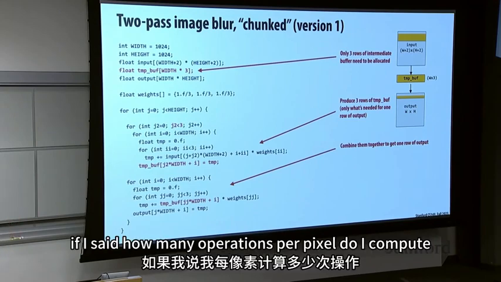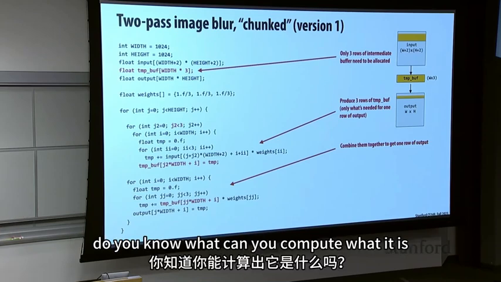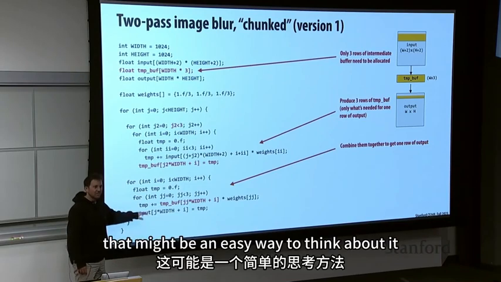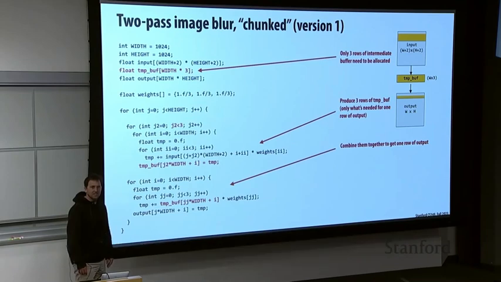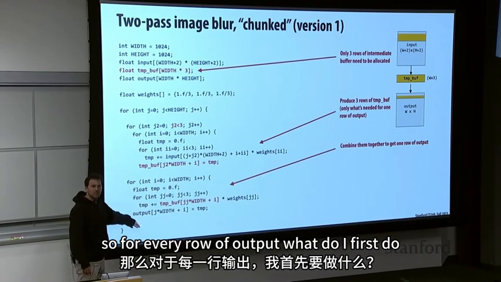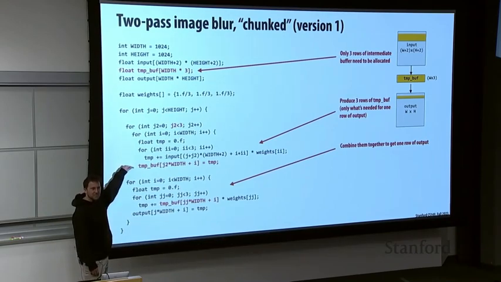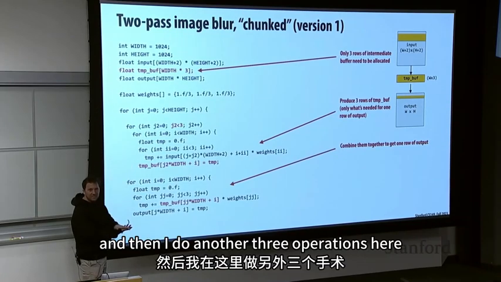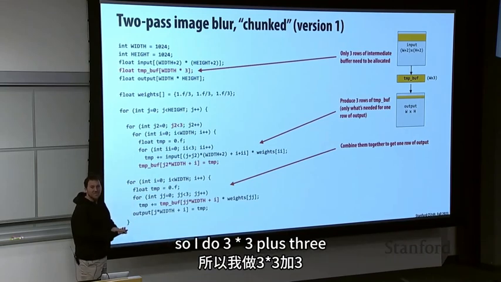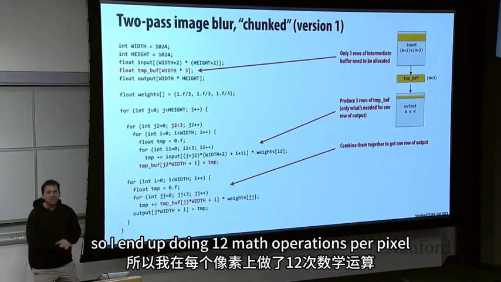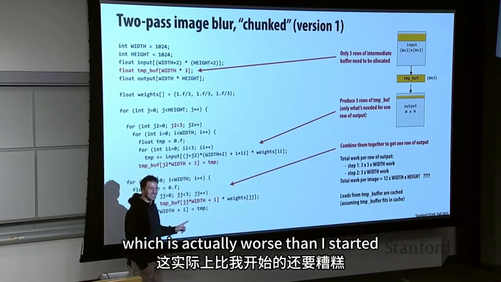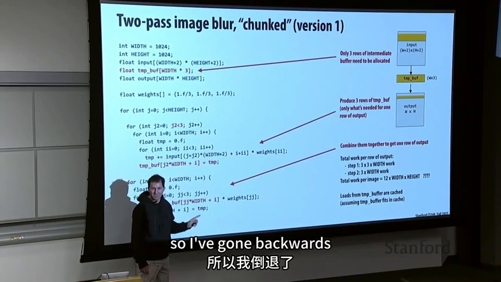In fact, if I asked how many operations per pixel do I compute, can you compute what it is? Or maybe how many operations per row? That might be an easy way to think about it. So for every row of output, what do I first do? I do 3 operations per pixel for 3 rows, and then I do another 3 operations here. So I do 3 times 3 plus 3. So I end up doing 12 math operations per pixel, which is actually worse than I started. So I've gone backwards.